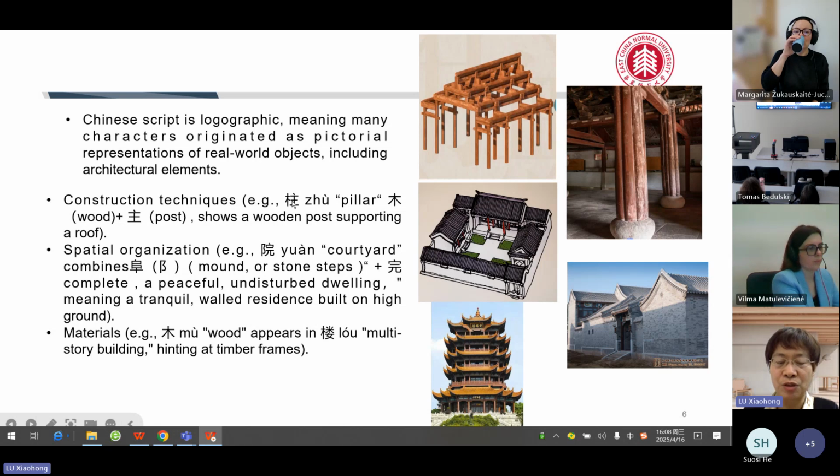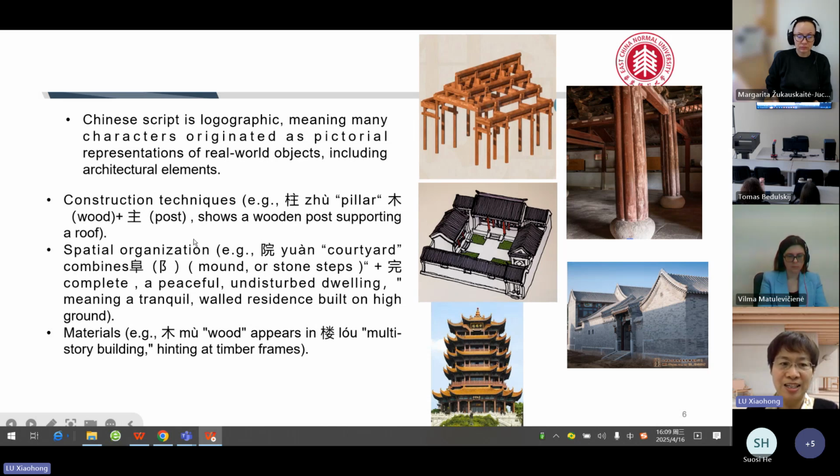So the formation of this word is, you can see on the left part is mu, which means wood. And the right part here is zhu, that means post. Also, it indicates its pronunciation. So this word indicates a wooden post supporting a roof. Now you can find the picture here. So these are pillars. Now in Chinese buildings, we use this post to support the roof, and very much like the character here is the pillar, and you can find these lines.